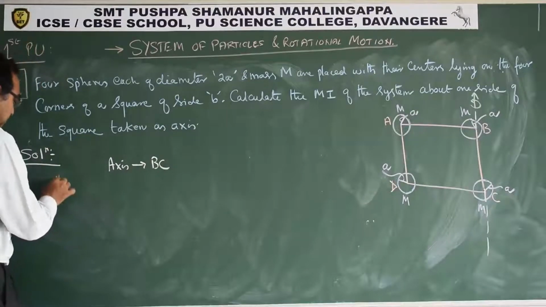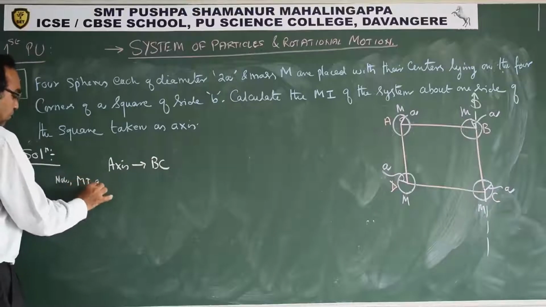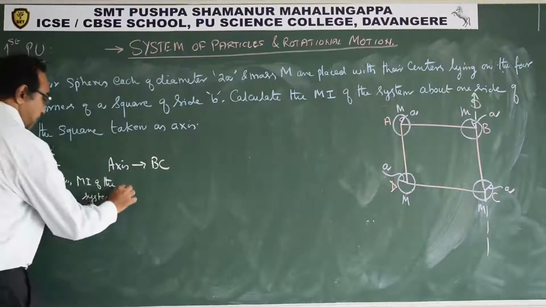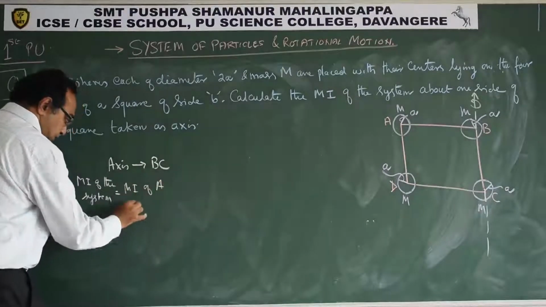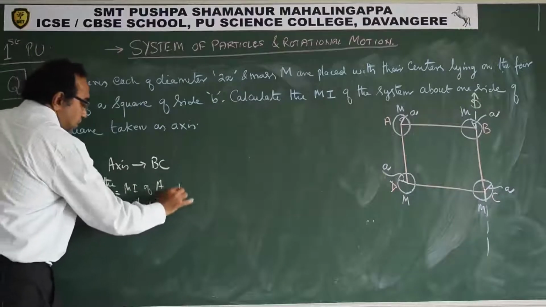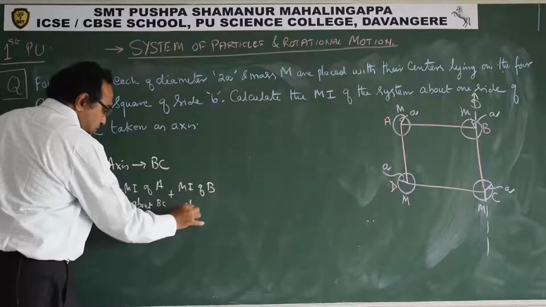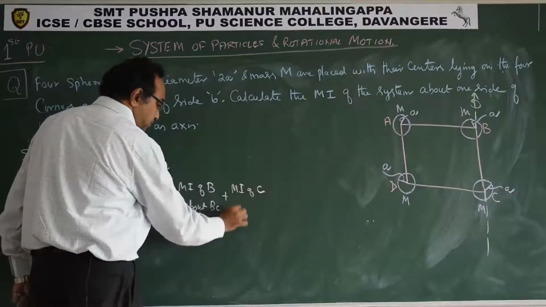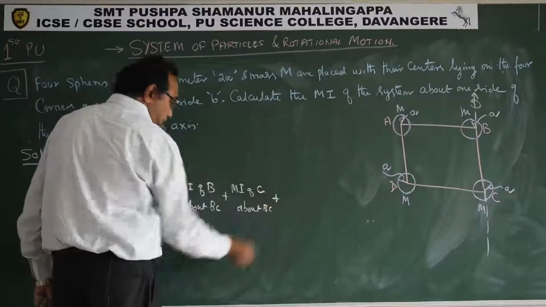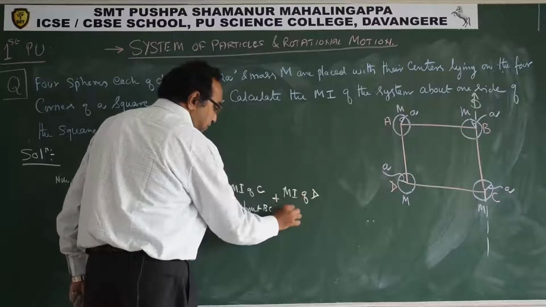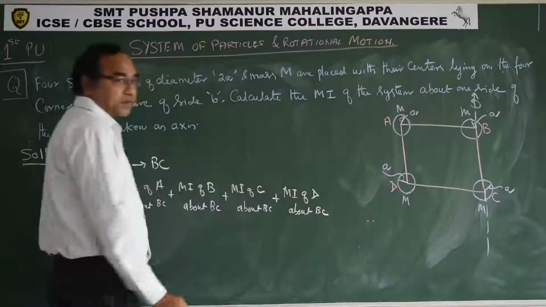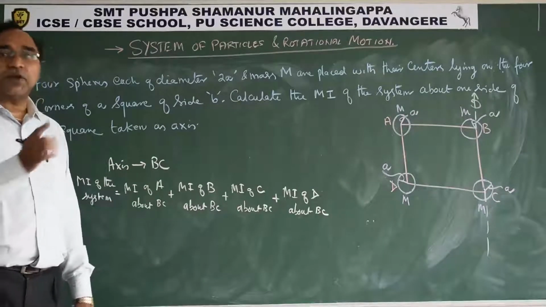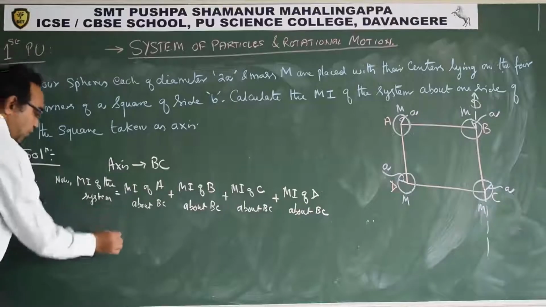So now the moment of inertia of the system will be what? First, moment of inertia of A about BC plus moment of inertia of B about BC plus moment of inertia of C about BC plus moment of inertia of D about BC. This is what we can say, because we know moment of inertia is sigma of mr square, which means individual moments of inertia we have to add. We have seen this in the previous question also.